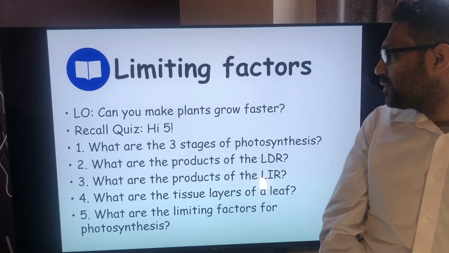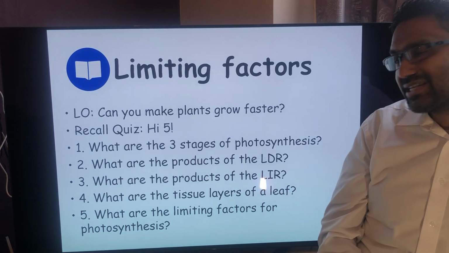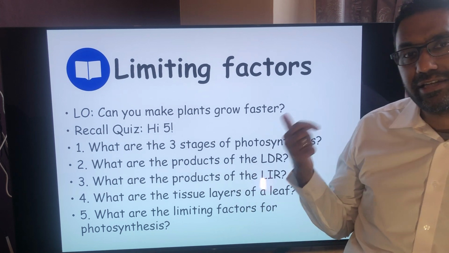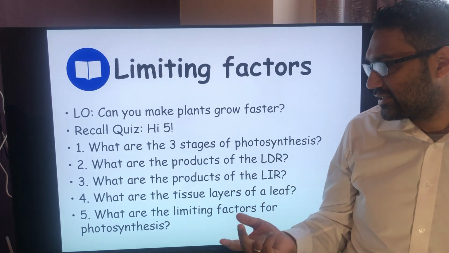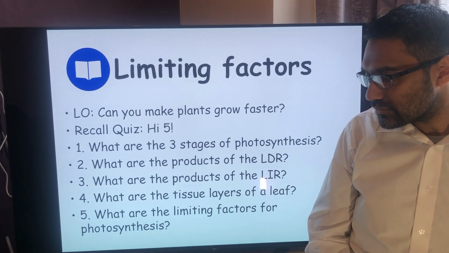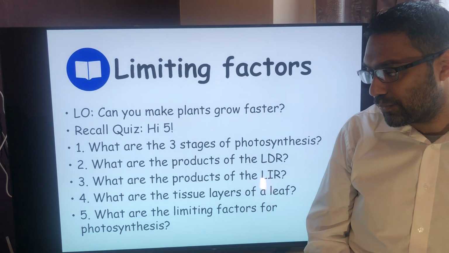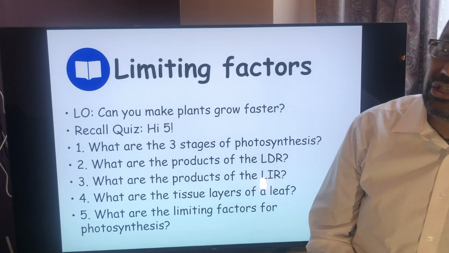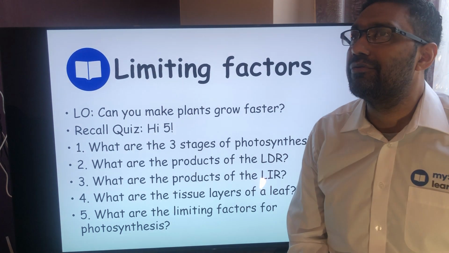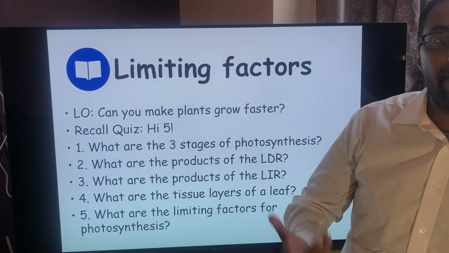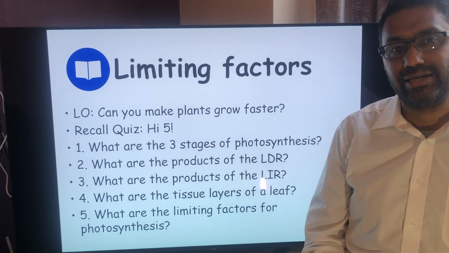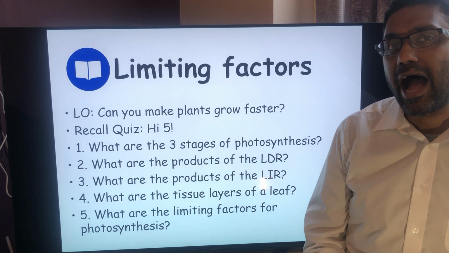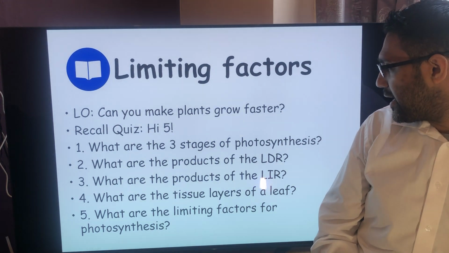Right, so number 1, what are the 3 stages of photosynthesis? You've got the light capturing stage, the light dependent reaction, and the last stage is the light independent reaction, also known as the Calvin cycle. What are the products of the light dependent reaction? You get oxygen as a byproduct, but you also get NADPH, also known as reduced NADP, and you get ATP.